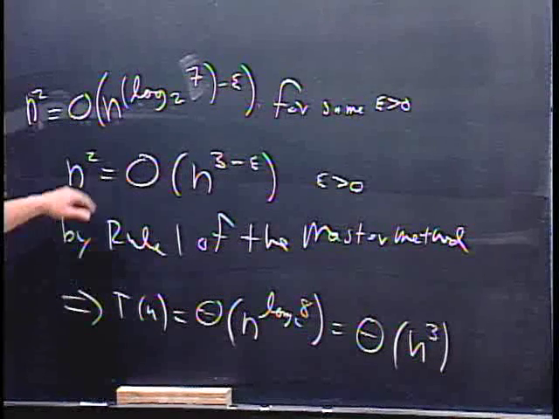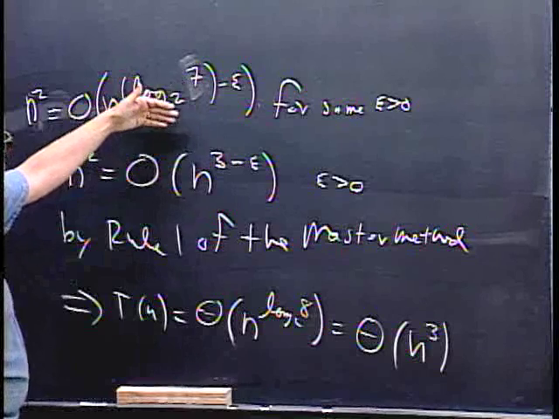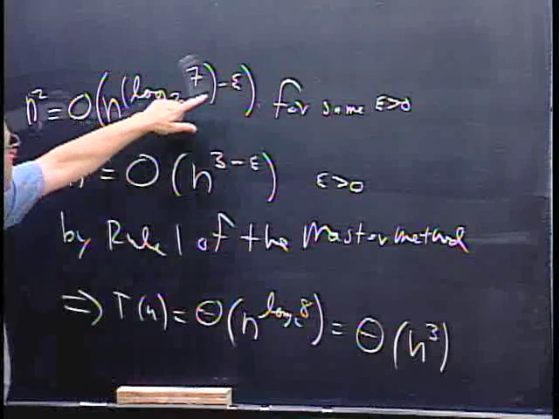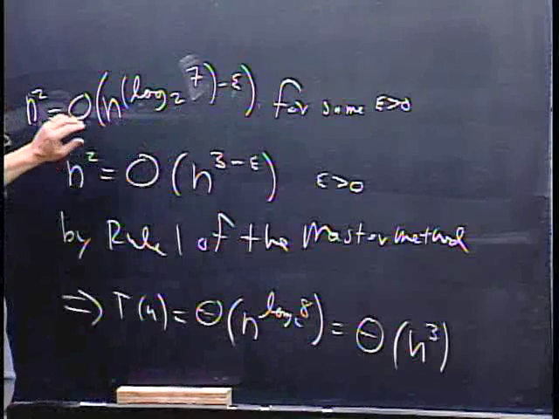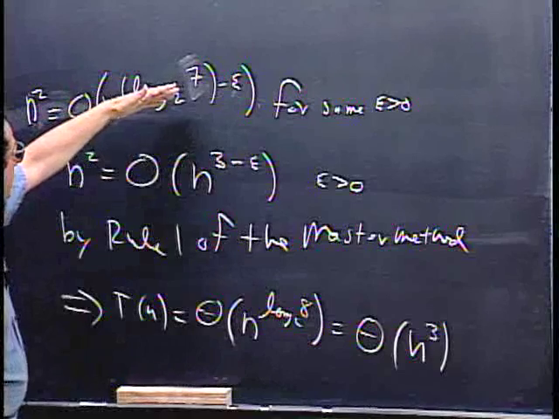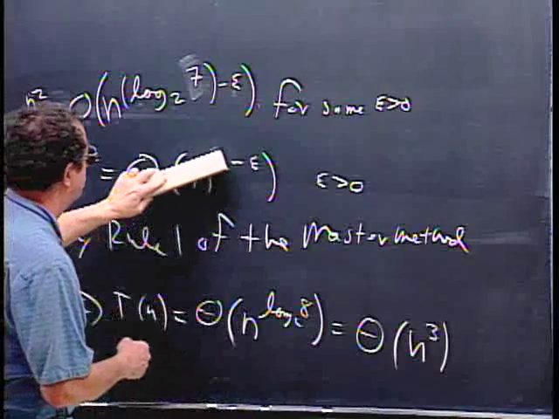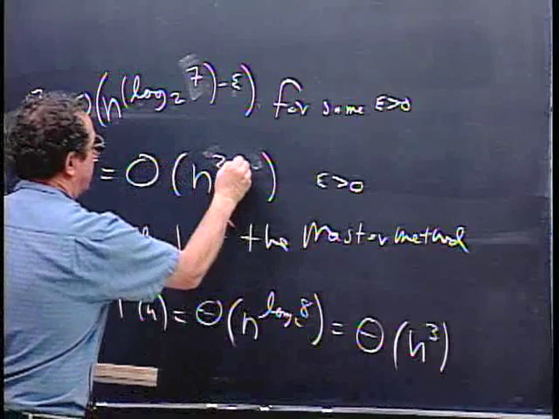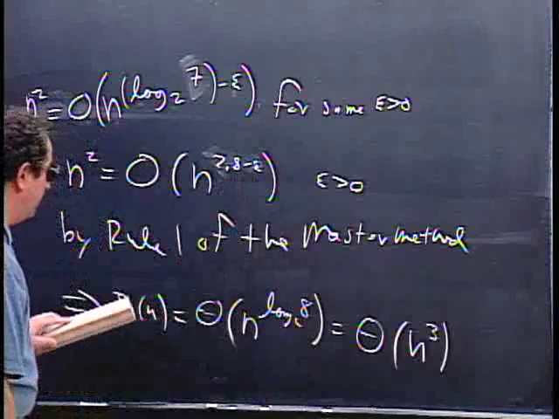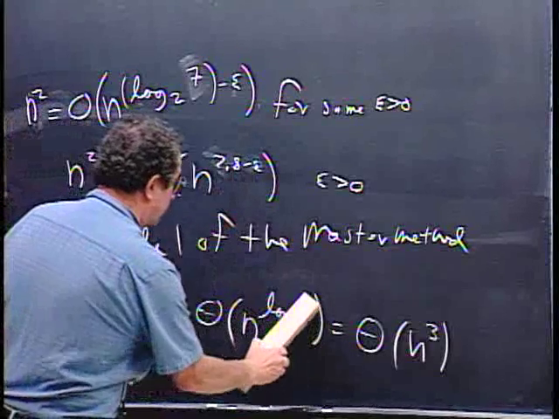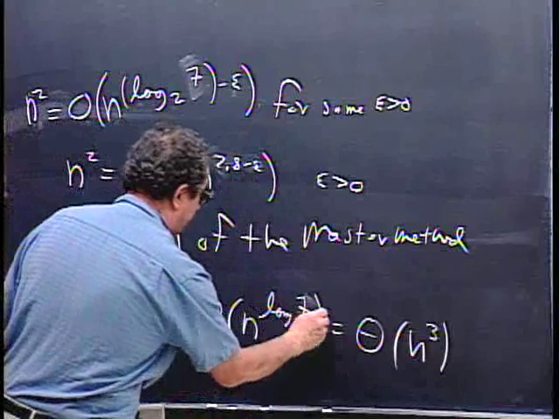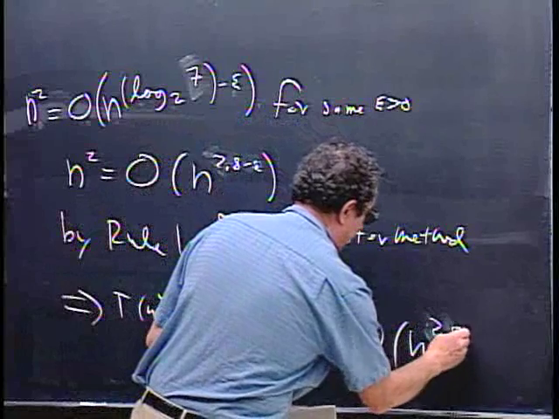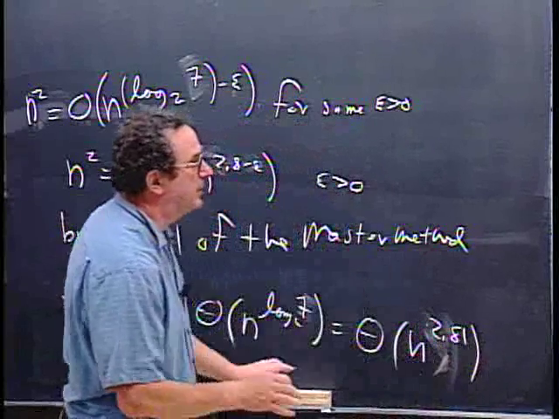Okay, where was I? Yeah, n to the log base 2 of 7 is bigger than n squared. It's about n to the 2.8. So we have room for the epsilon. So n squared is big O of n to the log base 2 of 7, which means 2.8 minus epsilon. That means that T of n in this case would be n to the log base 2 of 7, which is about n to the 2.81. Okay, so this is just setting up what we want.